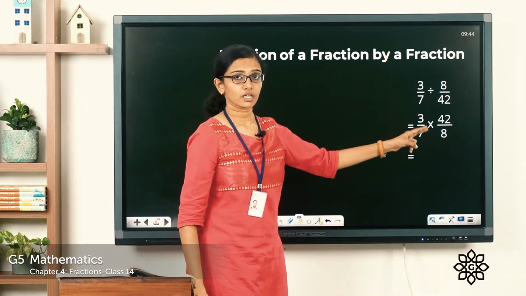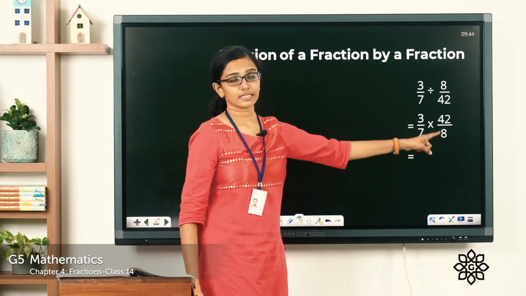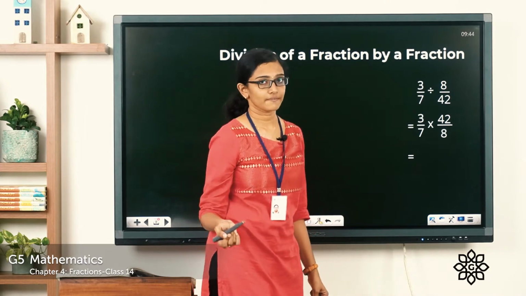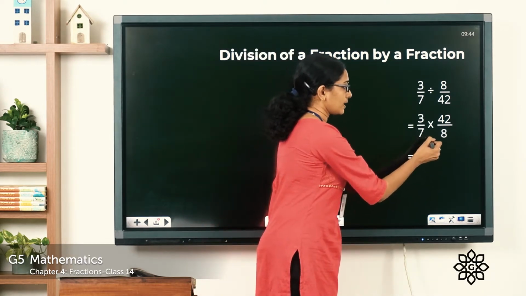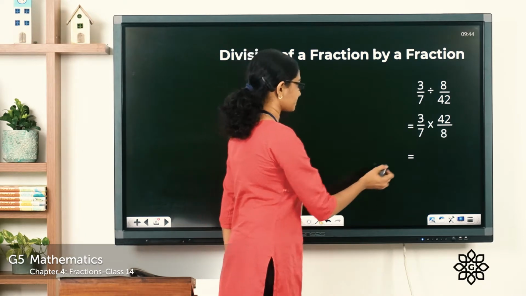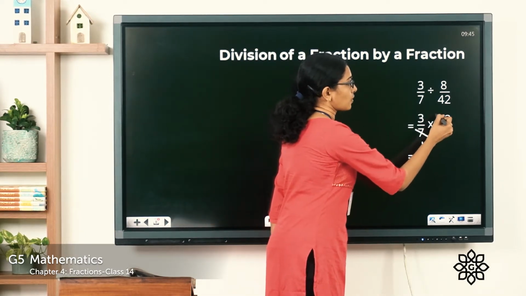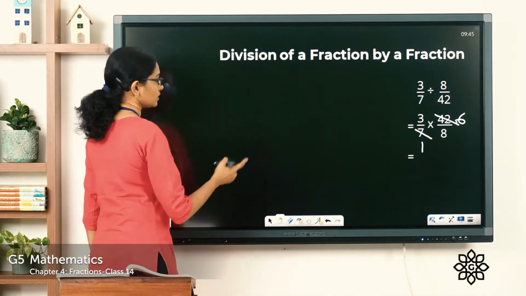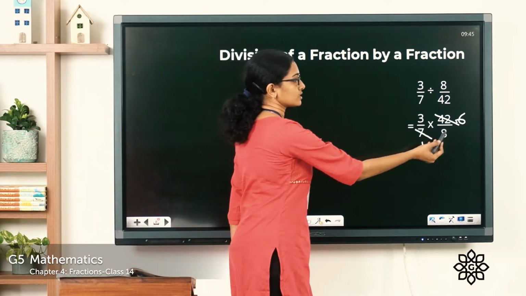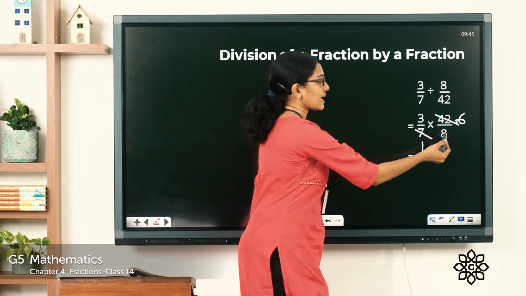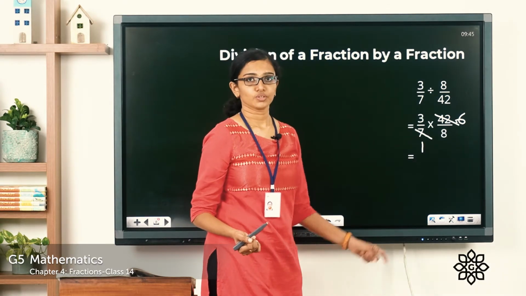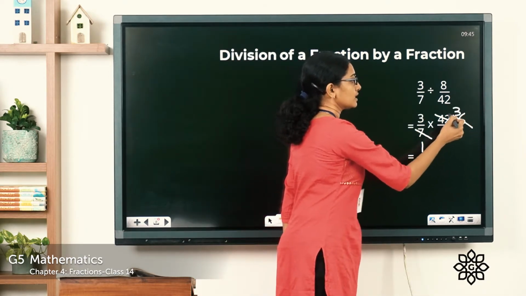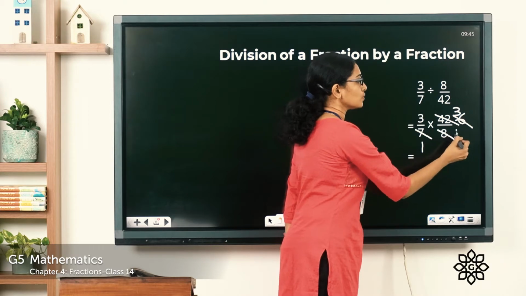Now, is there any common factor which we can use to cancel out the numbers? See, the 7 and 42 are multiples of 7, right? So let's divide this 7 by 7 and that gives us 1, and this 42 divided by 7 gives you 6. Now, here we have 3 by 1 into 6 by 8. Now, the 6 and 8 are multiples of 2. So let's cancel out 2 from here. So 6 divided by 2 gives you 3 and 8 divided by 2 gives you 4.